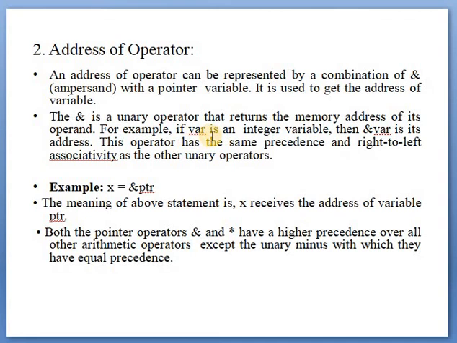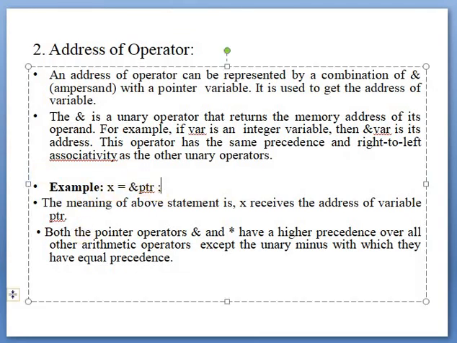For example, if var is an integer variable, then &var is its address. Means if var has some value, suppose 10, the value of var is 10, but if we use the address of var, it will return the address of that variable. This operator has the same precedence and right to left associativity as the other unary operators. See here the example, x = &ptr. The meaning of the above statement is x receives the address of the variable ptr.